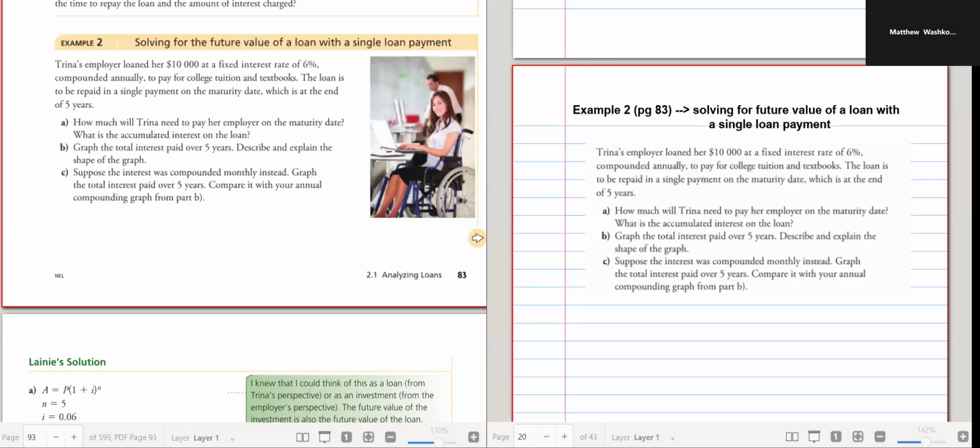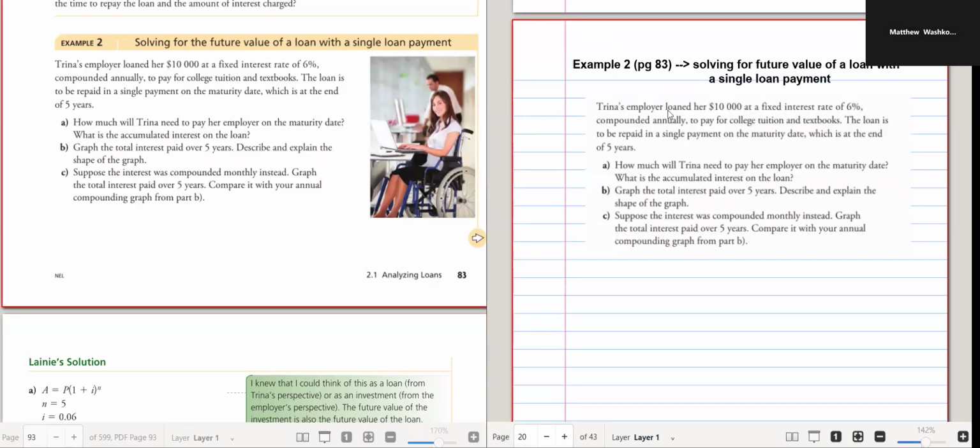Okay, so let's look at this loan. Trina's employer loaned her $10,000 at a fixed interest rate of 6%, compounded annually, to pay for her college tuition and textbooks. The loan is to be repaid in a single payment on the maturity date, which is at the end of 5 years.